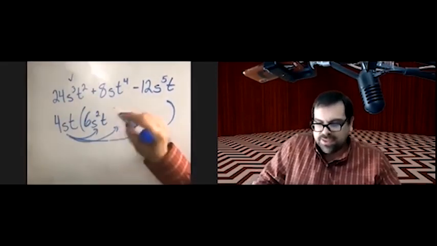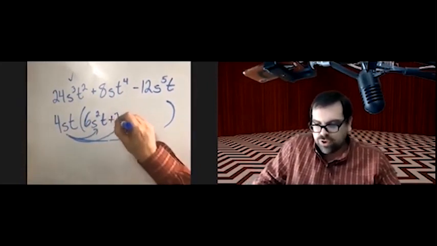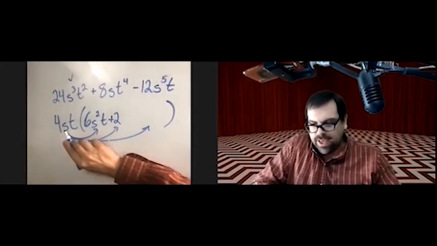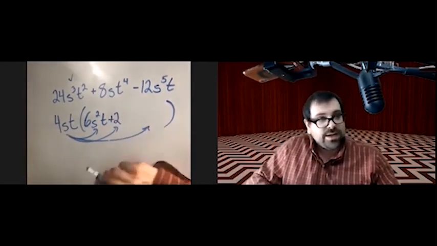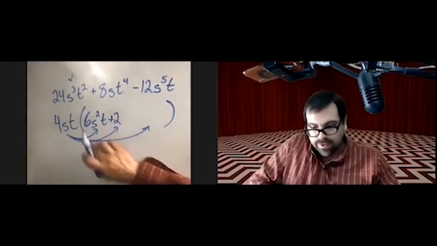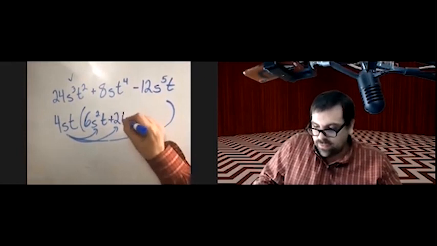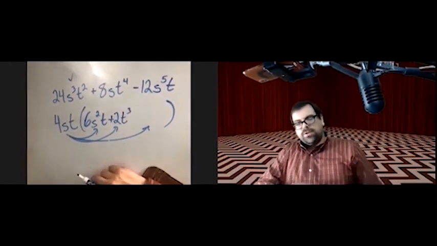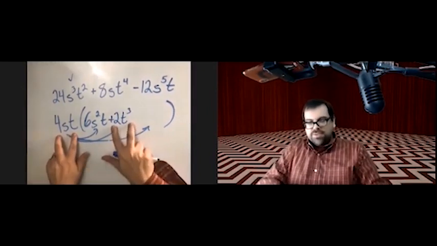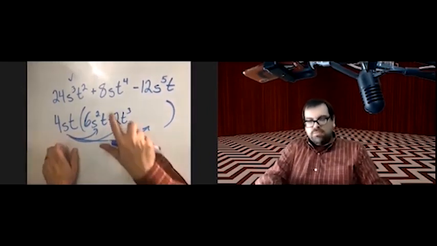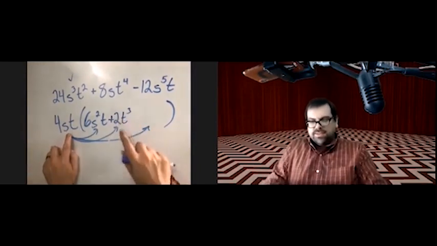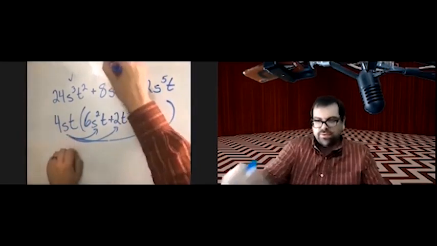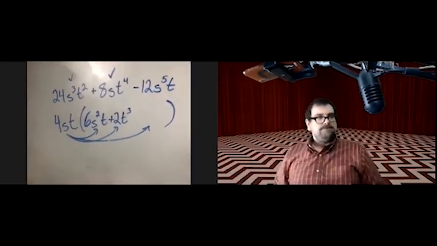4 times what is positive 8? 4 times positive 2. S times what is s? We don't need any more s's. T times what is t to the fourth? T times t cubed. Just check, 4st times 2t cubed, positive 8st to the fourth. We're good there.